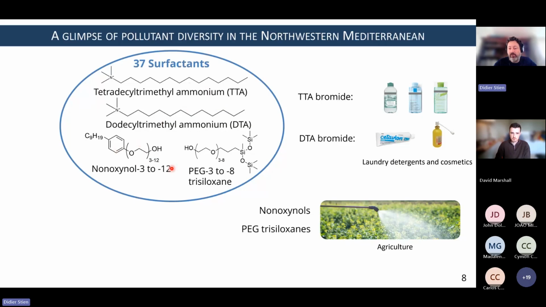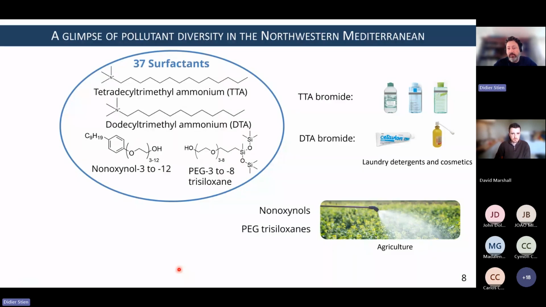These two are interesting too. Nonoxynol and peg-trisiloxane are agriculture surfactants, and nonoxynol is one of these surfactants that's used for the formulation of glyphosate. So we don't have yet the results with glyphosate MIPS that we've been using in our passive samples, but we already know that there might be some glyphosate in seawater.